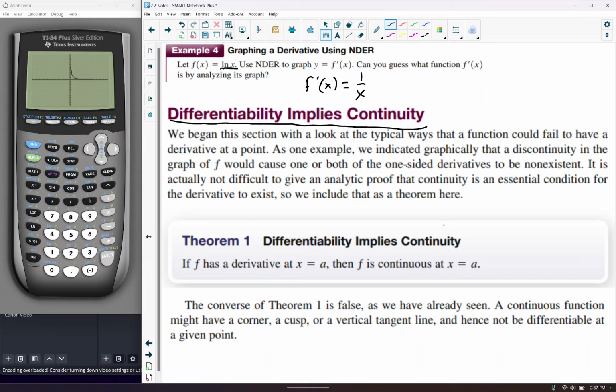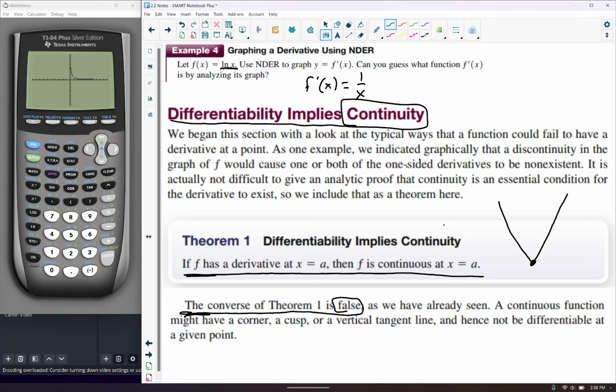Differentiability implies continuity. So if a function is differentiable, then it is also continuous. So we say if f has a derivative at x equals a, then f is continuous at x equals a. The converse of theorem 1 is false. So if it's continuous, it's not necessarily differentiable, and we see that with cusps or corners. It is continuous there, but not differentiable.